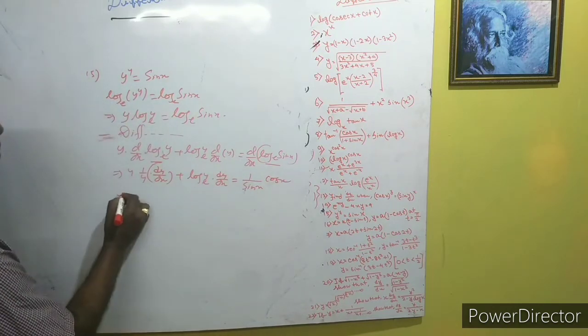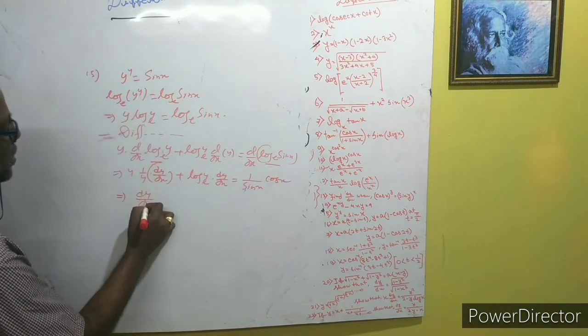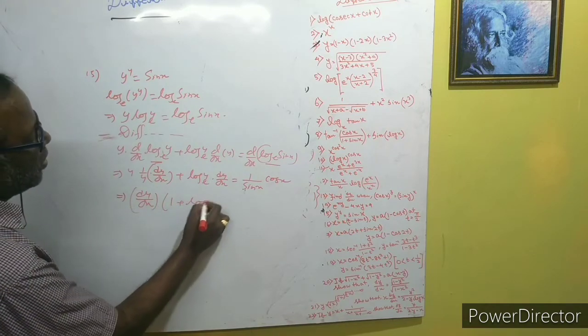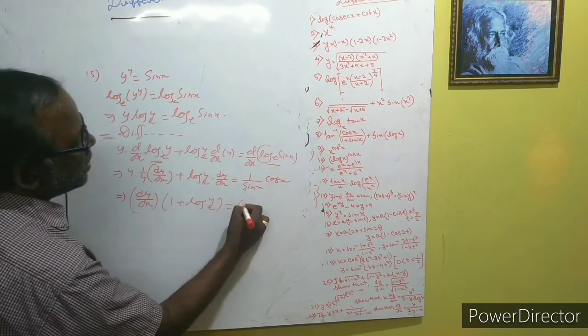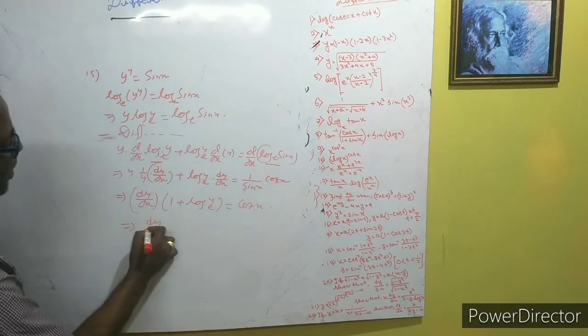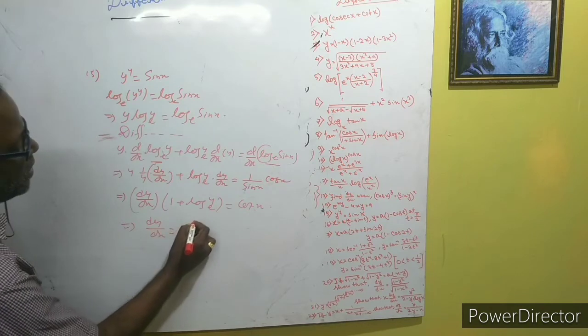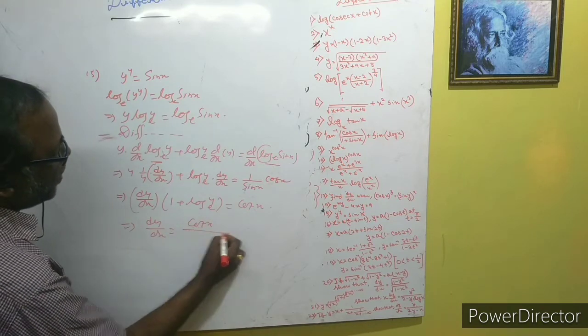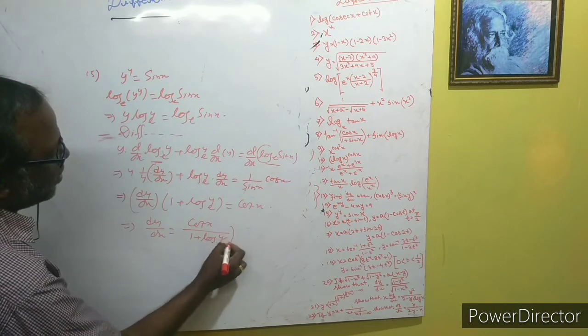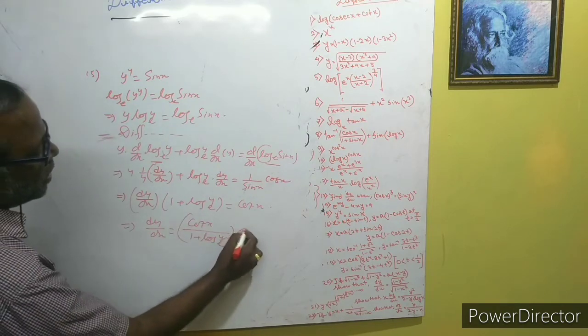I take a common dy by dx here, then this is the required part, this is dy by dx. So you can write 1 plus log y to the z here. So this is here cot x. Cos by sin is cot x. So you can write dy/dx equal to cot x by 1 plus log y to the z. So this is your answer.